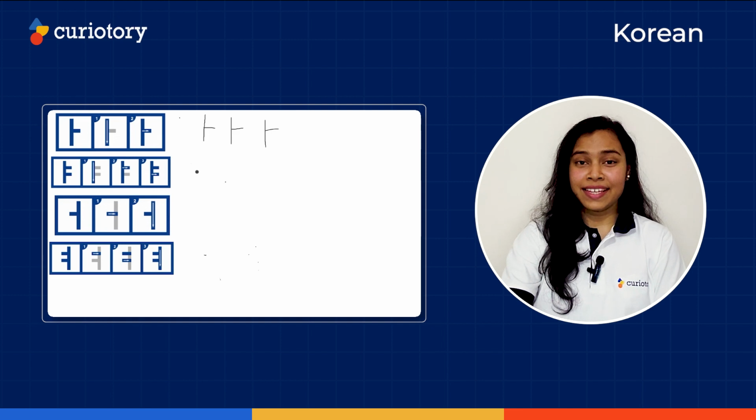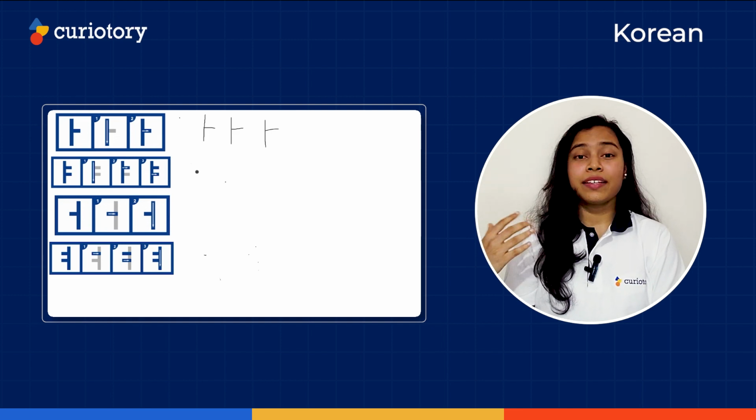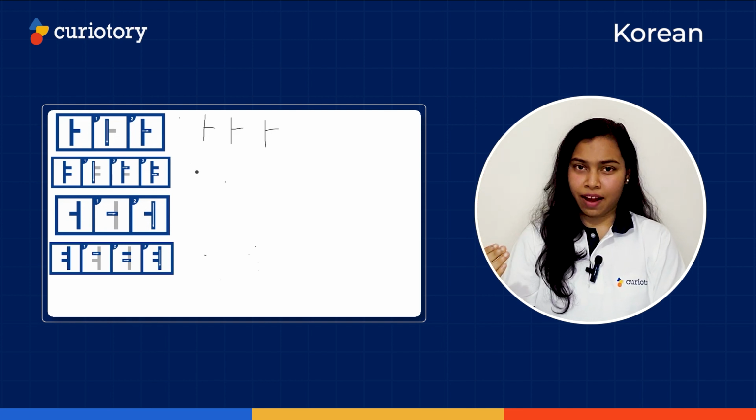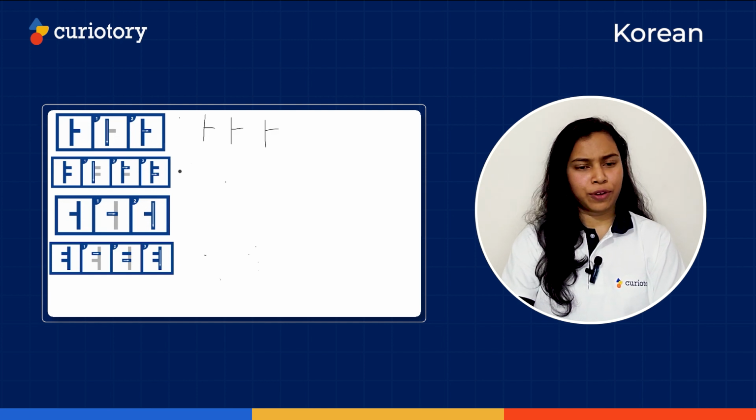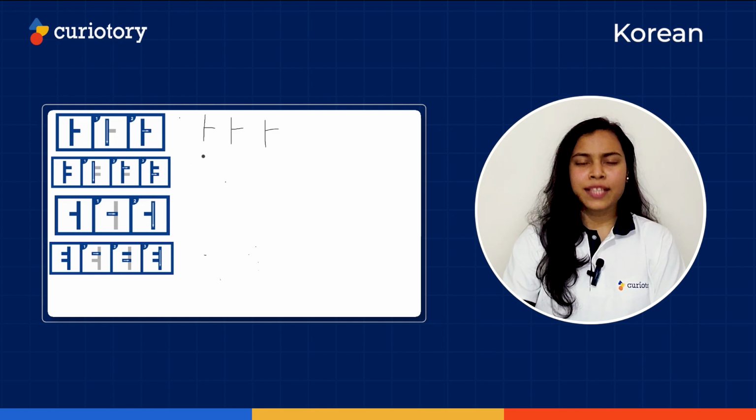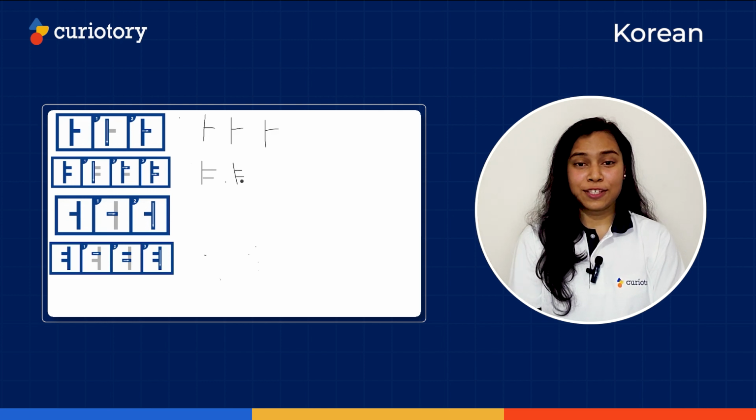Next letter is ya. So you don't need to worry for this. You just need to add one extra line. So you have to put one line, and then two, and then three. That's it. One, two, and three. And that makes your ya.